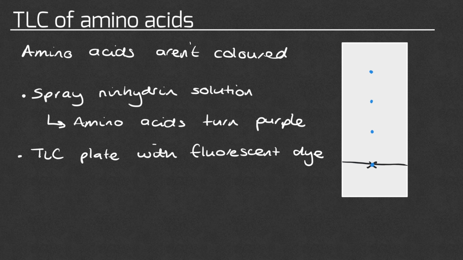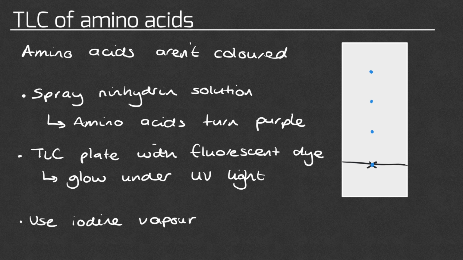You could also use a TLC plate which has been coated with a fluorescent dye. If you place this TLC plate under some ultraviolet light, the spots will glow, and then you can draw around them so you know where the spots are. Or you could put the TLC plate in some iodine vapour. Like with a ninhydrin spray, this will stain the spots purple.